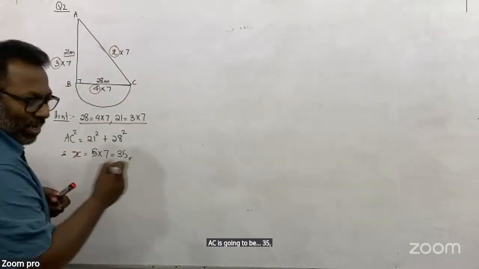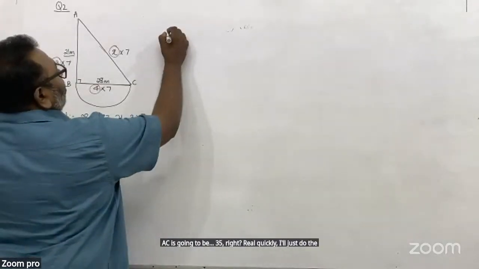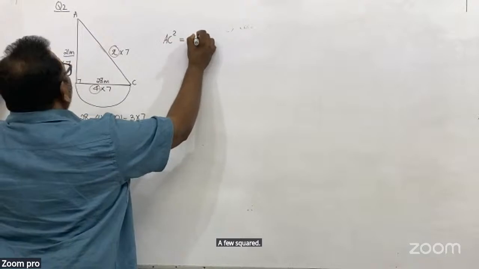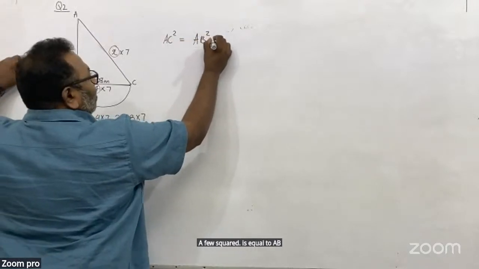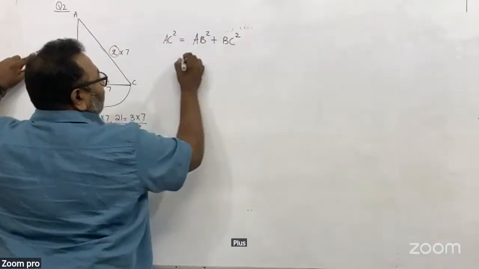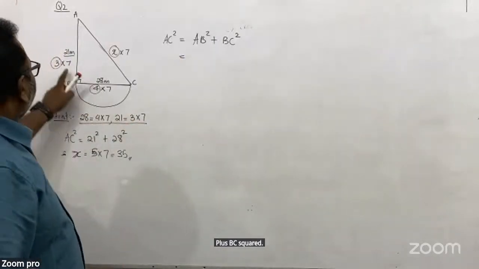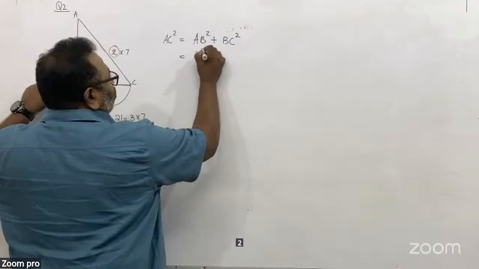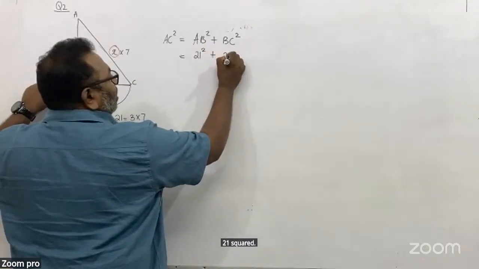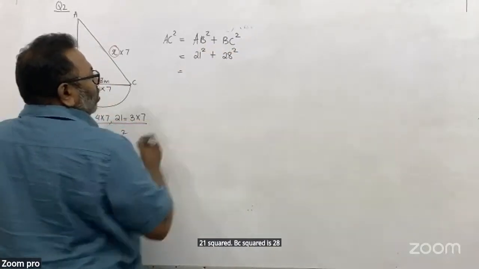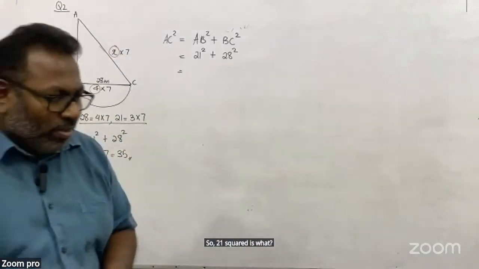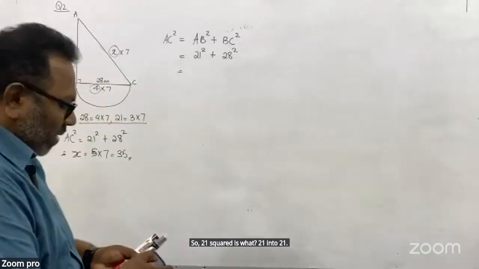I'll just do the calculation for you. AC squared is equal to AB squared plus BC squared. AB squared is what? 21 squared. BC squared is 28 squared. So 21 squared is what? 21 into 21. Yeah, 21 into 21 is how much?